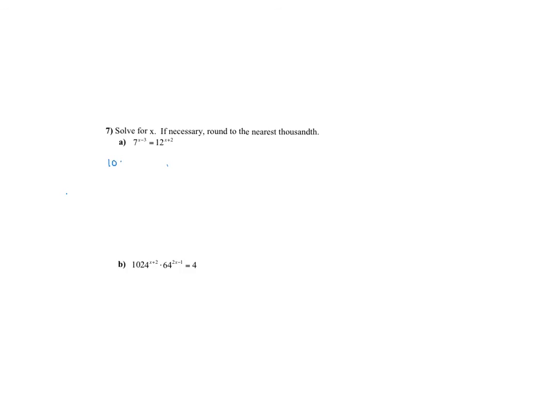So if we take the log of the left side, and if we take the log of the right side, remember that the exponent here is going to jump over the log using our power rule properties. So we have (x - 3) times the log of 7 equals (x + 2) times the log of 12. And it's helpful to use parentheses here so you remember that you're going to use the distributive property. So log of 7 is being multiplied by the x as well as the negative 3. So here we have x log 7 - 3 log 7 equals x log 12 + 2 log 12.